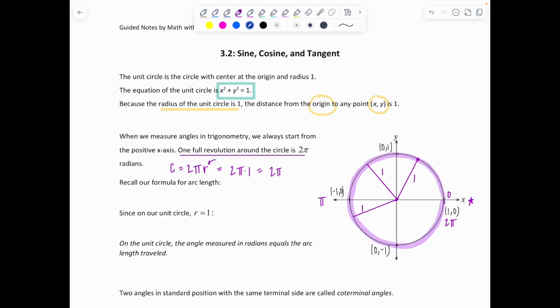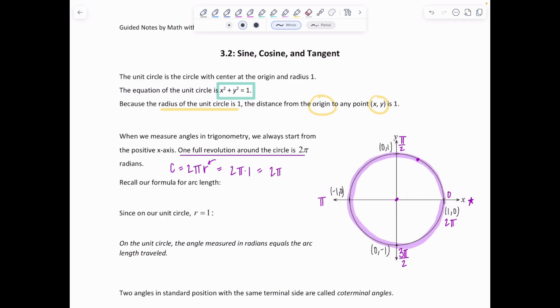Up here at the positive y-axis, that would be at pi over 2. Cut this in half again, right there. What about down here? So this is 1 pi over 2, 2 pi over 2, which is pi. Down here takes us to 3 pi over 2. And you could even cut it into fourths if you want.